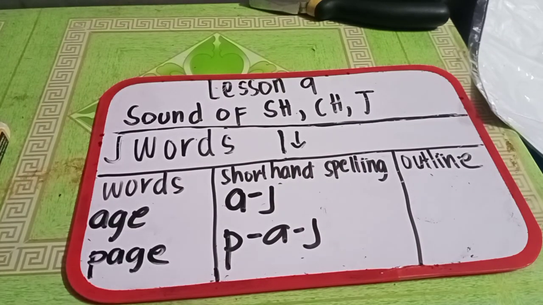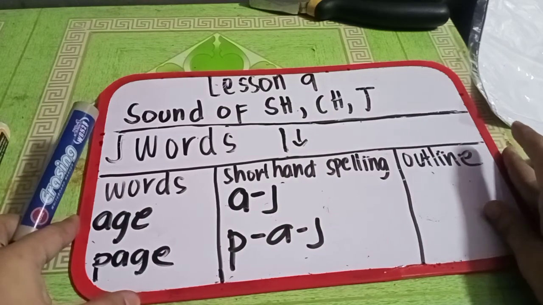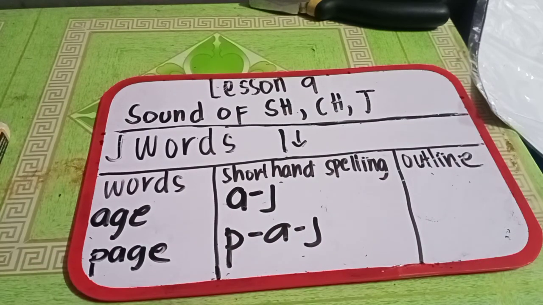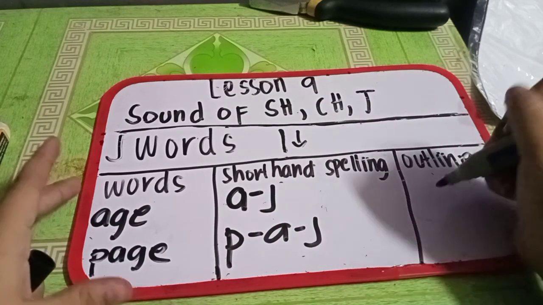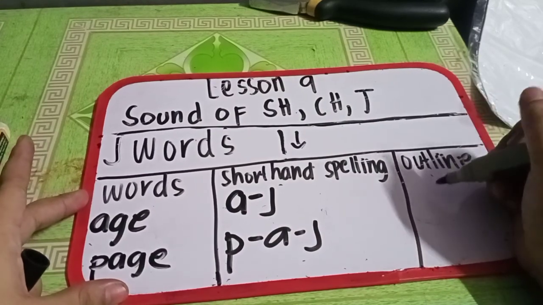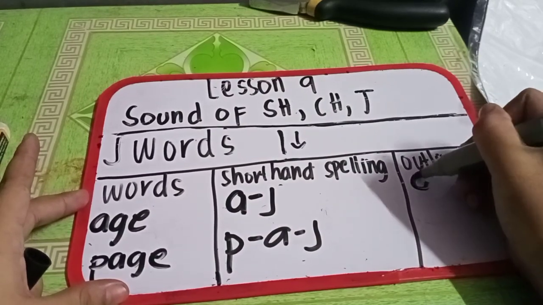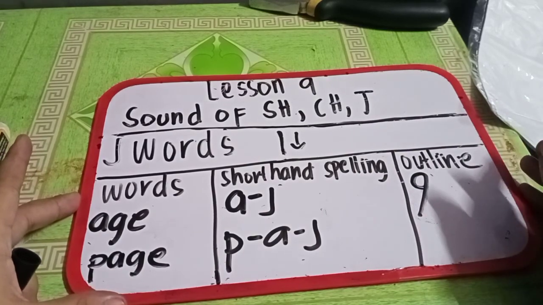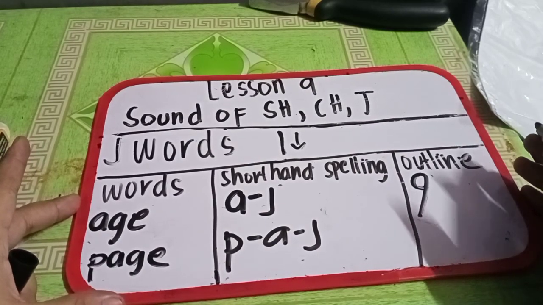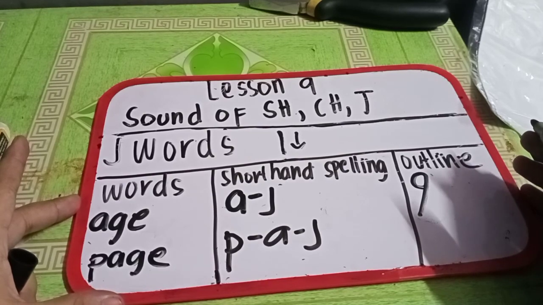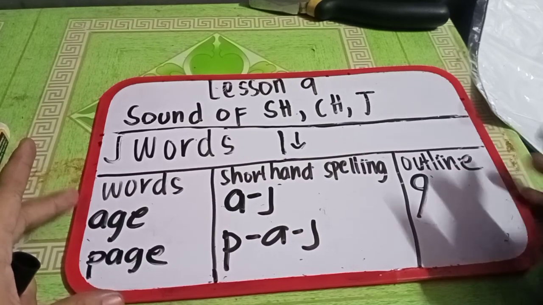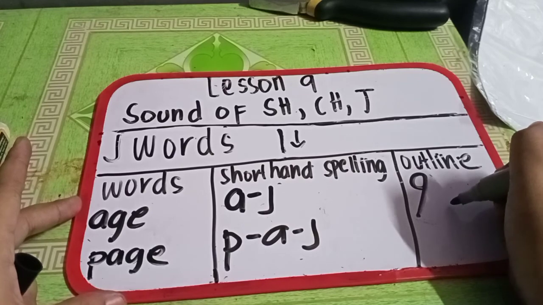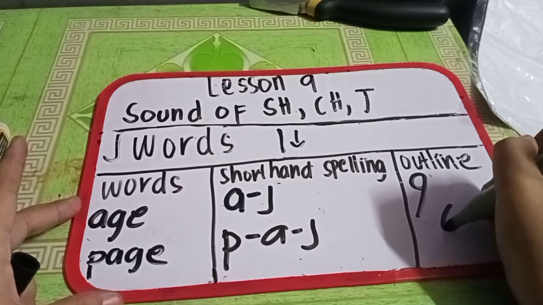And then the fourth example of J words is age. The shorthand spelling is A-J. Then the outline of age is A-J. And the last example is page. The shorthand spelling is P-A-J. And then the outline of this is P-A-J.